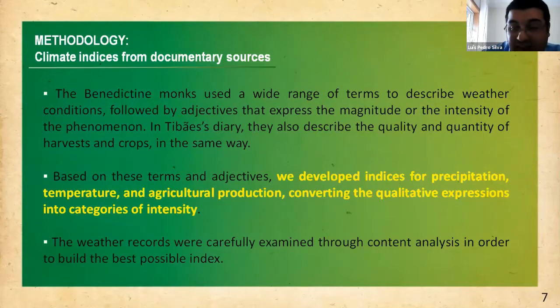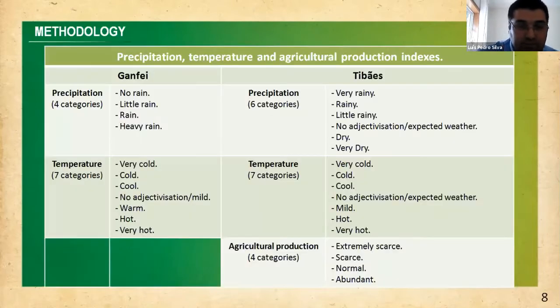So, the Benedictine monks used a wide range of terms to describe weather conditions, followed by adjectives that express the magnitude or the intensity of the phenomenon. In Tibães, they also describe the quality and quantity of harvests and crops in the same way. Based on these terms and adjectives, we developed indices for precipitation, temperature, and agricultural production, converting the qualitative expressions into categories of intensity. The weather records were carefully examined through content analysis in order to build the best possible index.